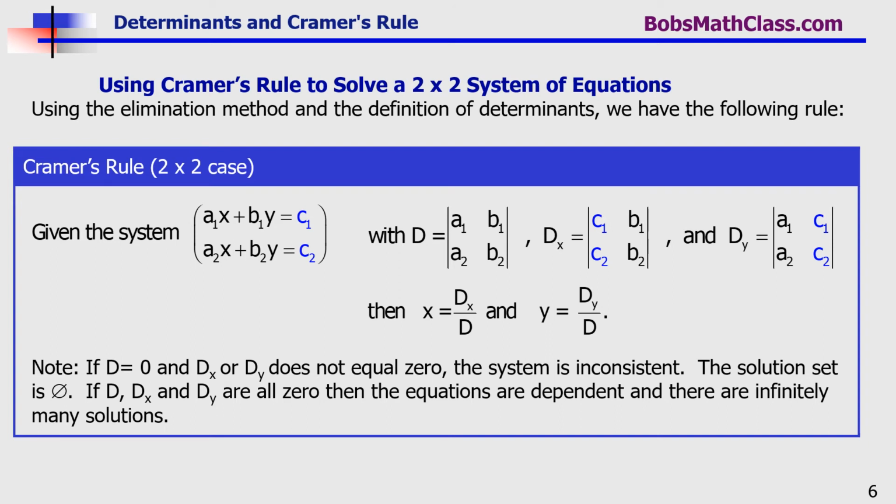Okay, so if you get d equals 0, you can't stop. You have to keep going. You have to either show that all of them are 0 for infinite solutions, or as soon as you get one of them that's not 0, then you could stop and say no solution. All right, here we go. Let's do it.